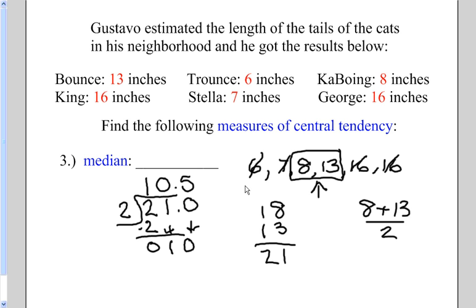So when you take 21 and divide it by 2, the answer, the quotient, is 10 and 5/10, 10 and a half. And that is the median. 10 and a half, 10 and 5/10. That's what's right in between 8 and 13.